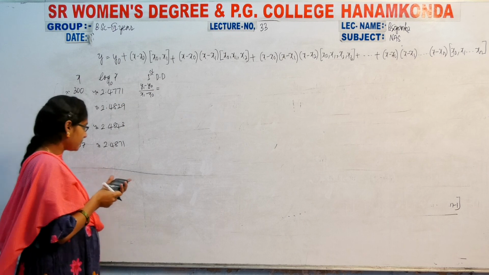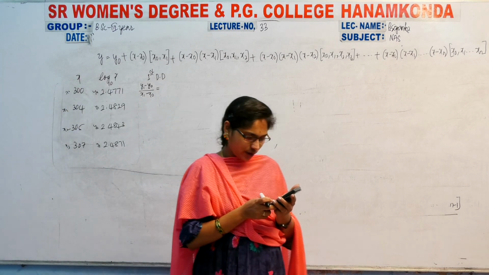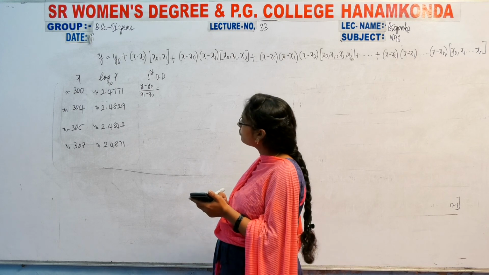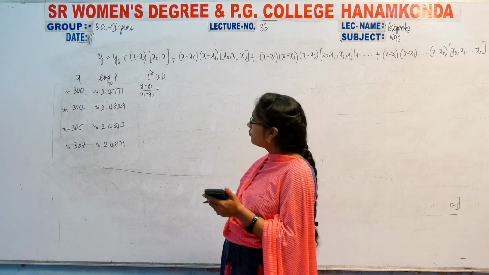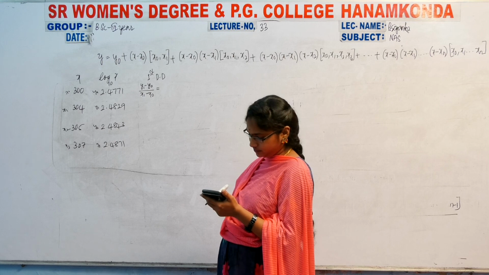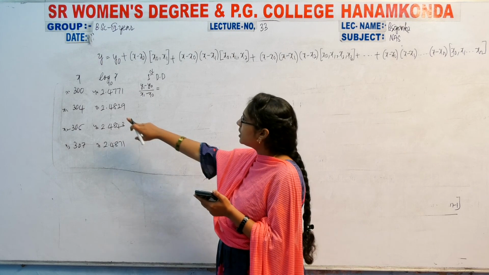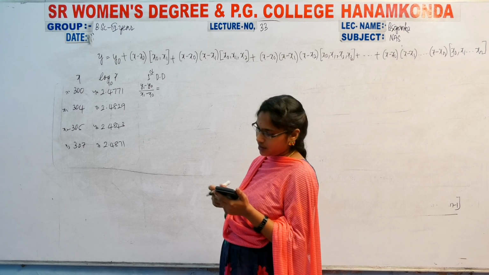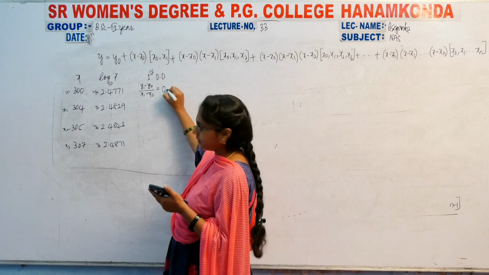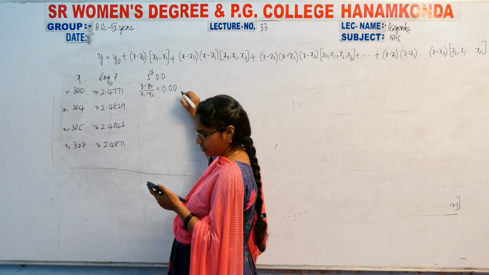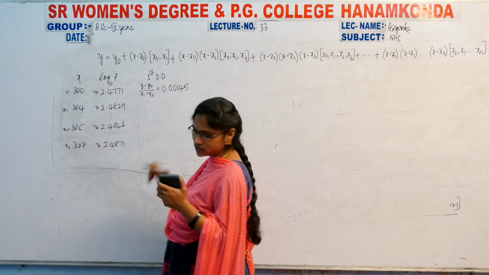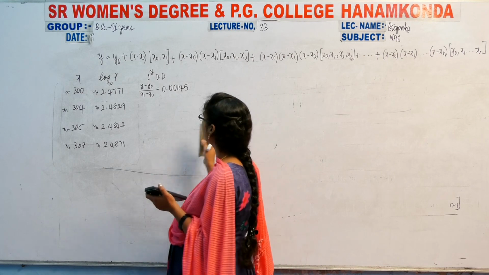So what is y1? 2.4829 minus y0, which is 2.4771, divided by 304 minus 300. Now it is 0.00145.